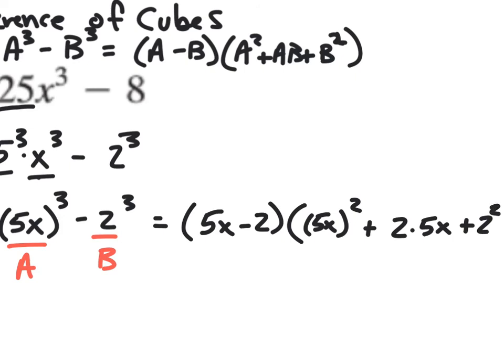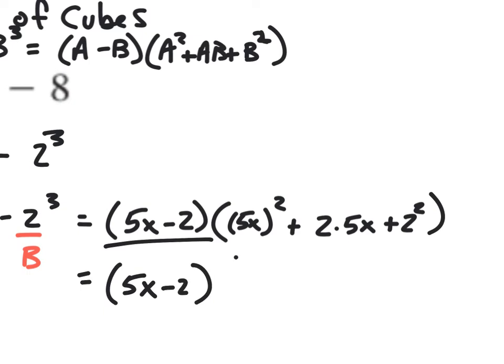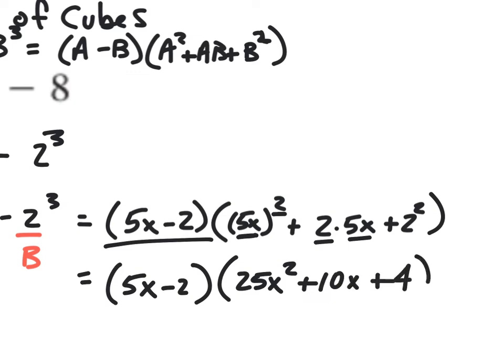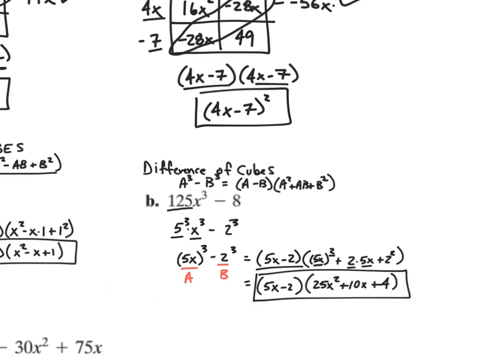Now, we need to simplify this a little bit further. So this first part, 5x minus 2, is going to go in my first portion. And then if I take 5x and square it, that means I'm going to get 25x squared. 2 times 5x is going to give me plus 10x. And then plus 4, and this is completely factored, okay? And that's that, all right?